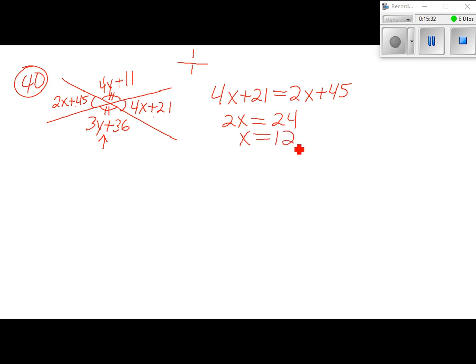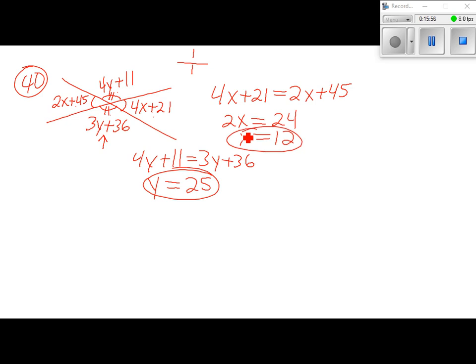If I look down there at my answers, there's two of them that's got x equal to 12, so then I have to set up an equation for y to figure out y. Well, these two angles are vertical also, so 4y plus 11 has to equal 3y plus 36. Solve this real quick. Y equals 25. So x equals 12, y equals 25. That looks like letter C.